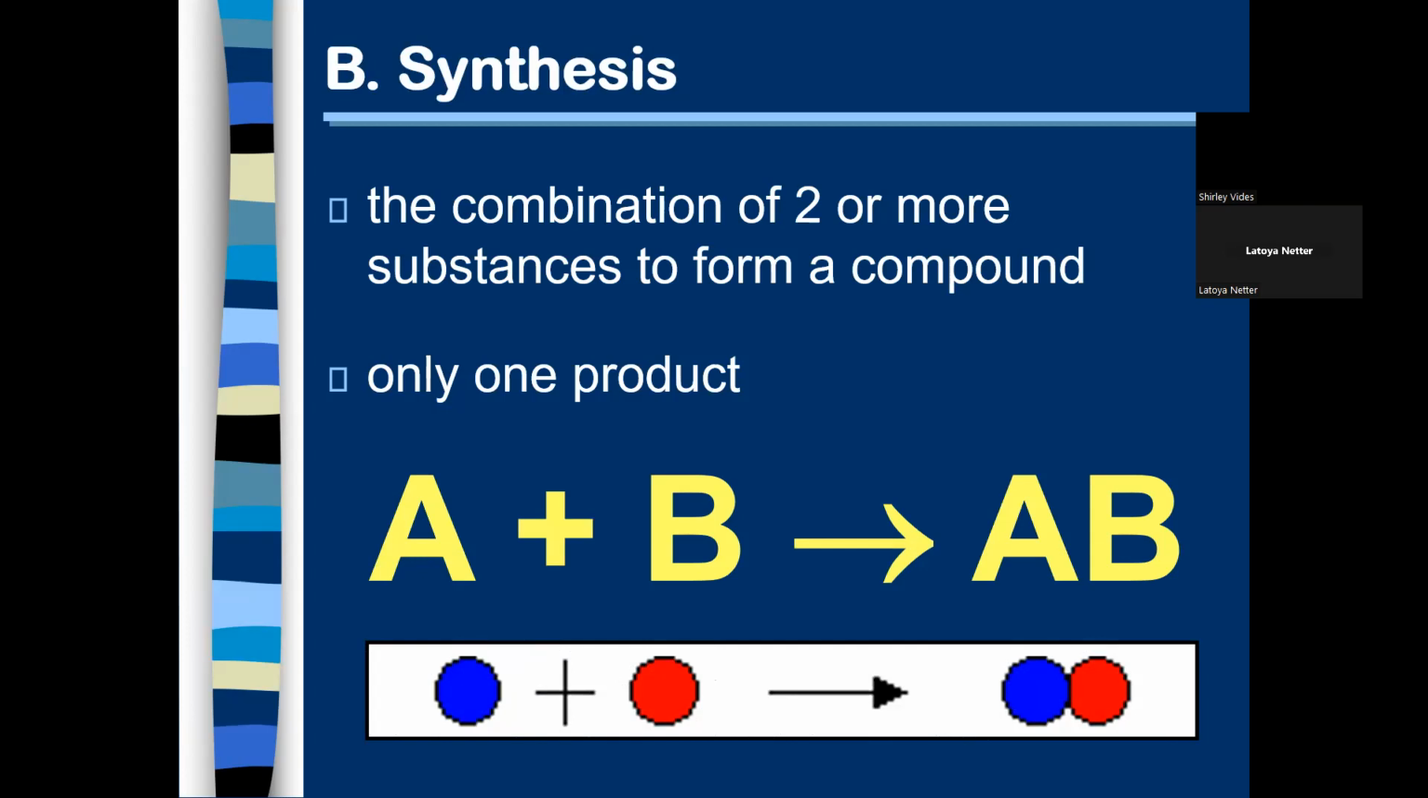So basically what you're going to have on the left, you're going to have multiple things, right? Separated by pluses, becoming one on the right, which is not separated by a plus because it's all one. All right. So there you go. So one product only. That's the key.